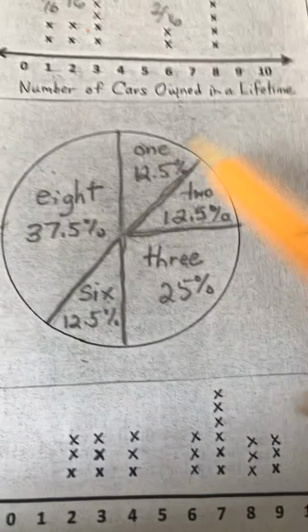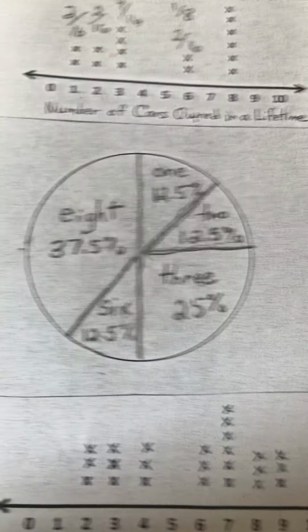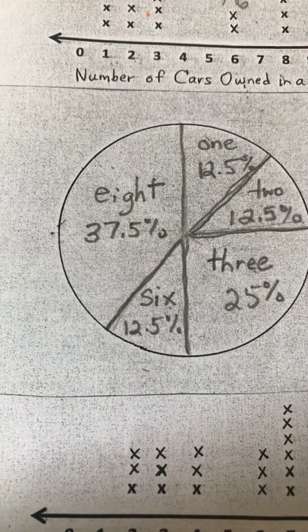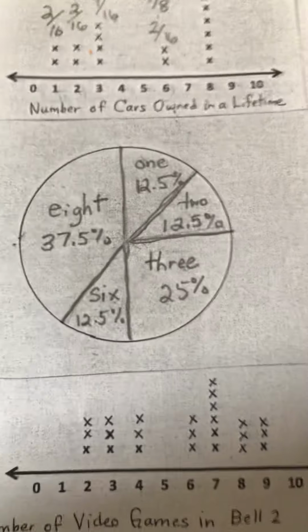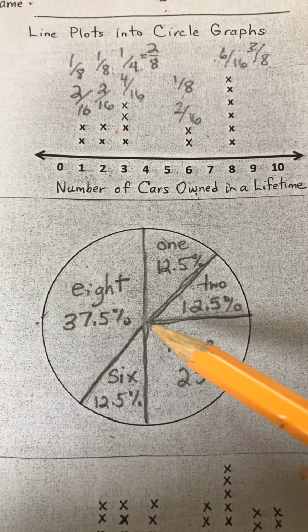The last thing I need to do is, this appears to be my title of my chart. So I would want to take this title, put it above my circle graph because all circle graphs should have an appropriate title. We've now taken a line plot and turned it into its circle graph.